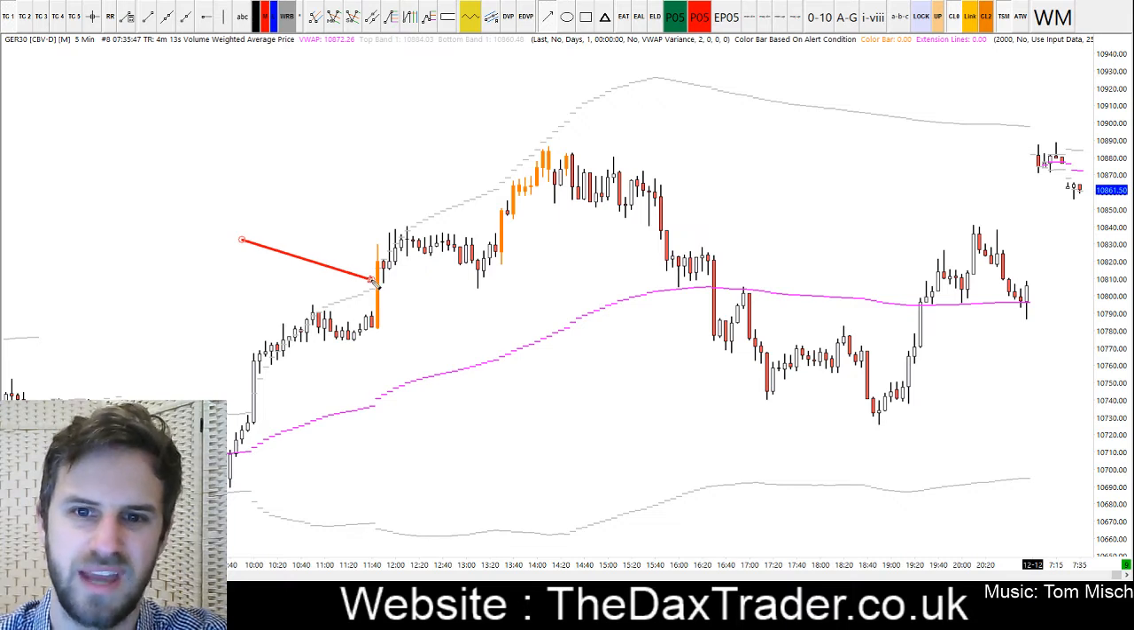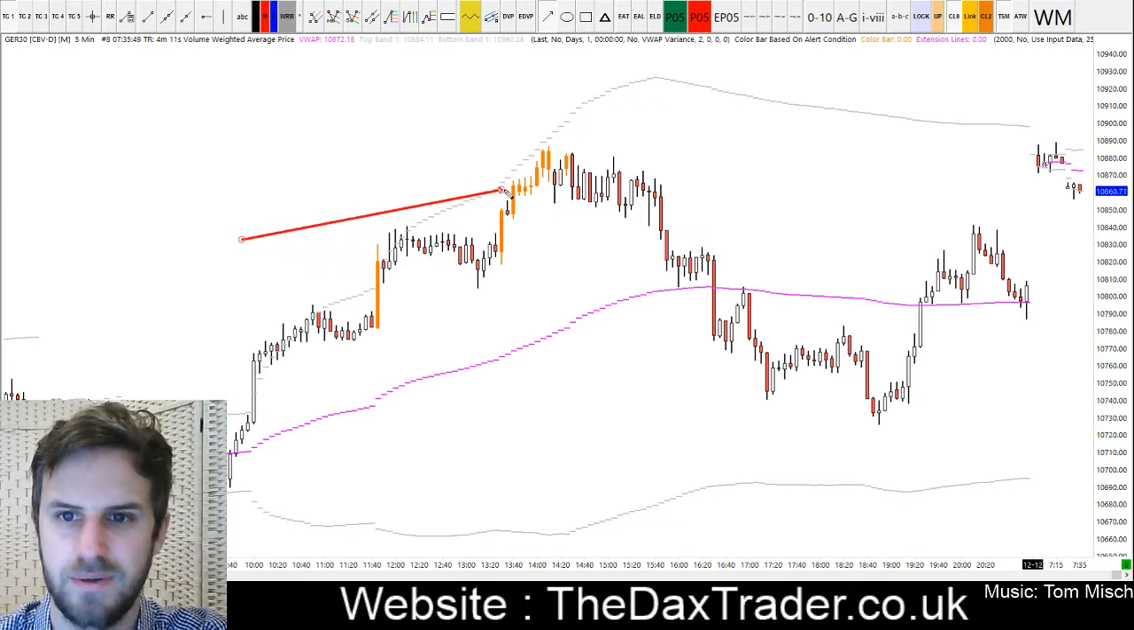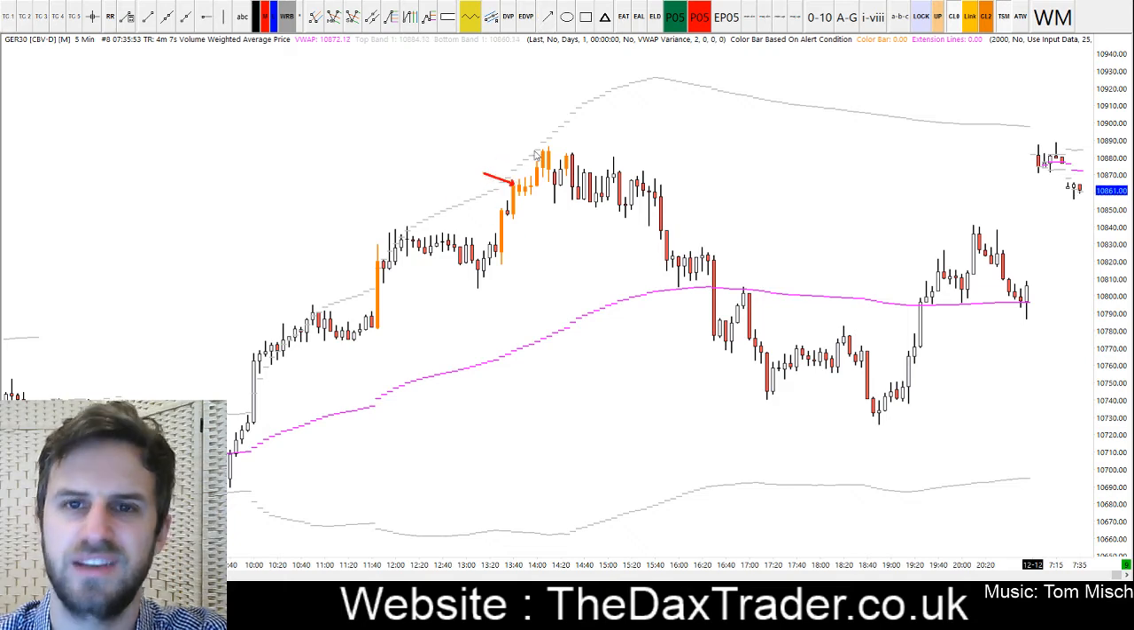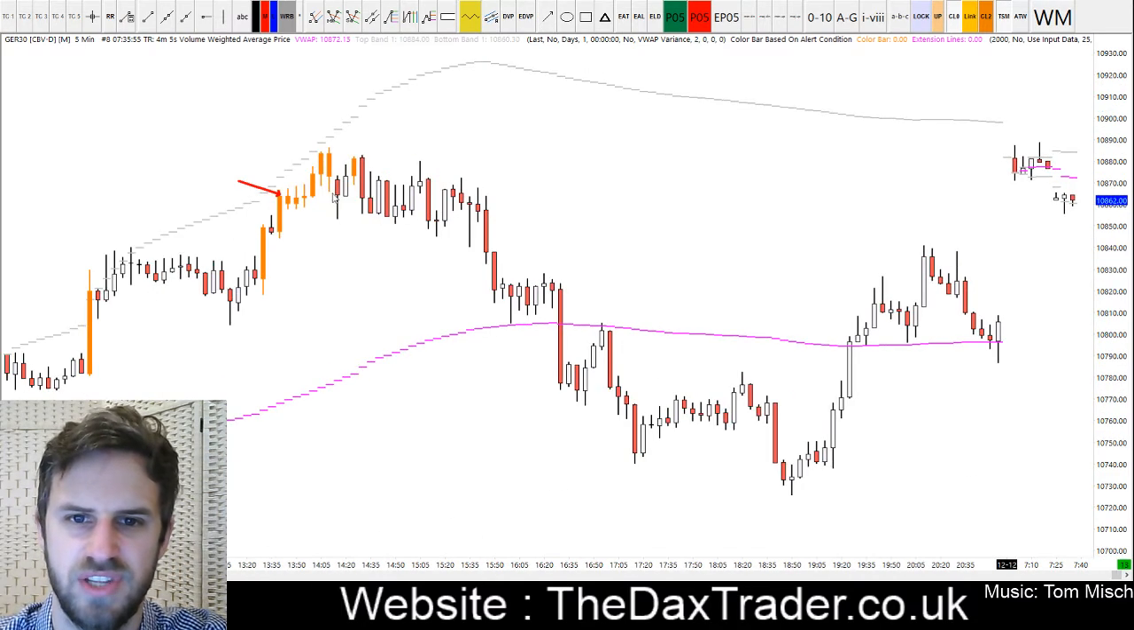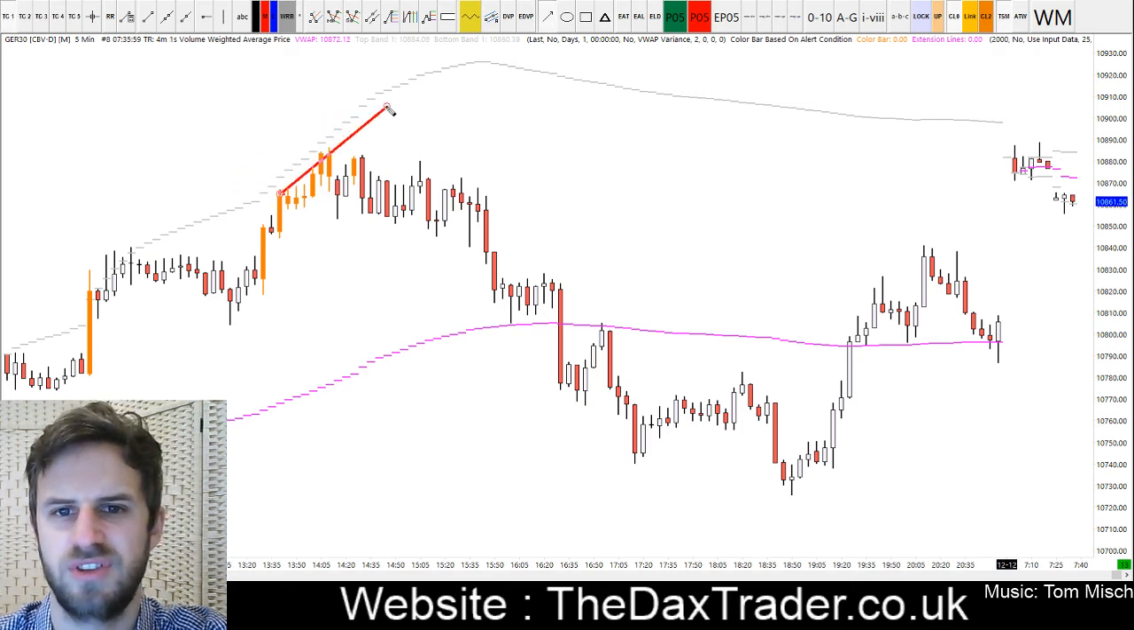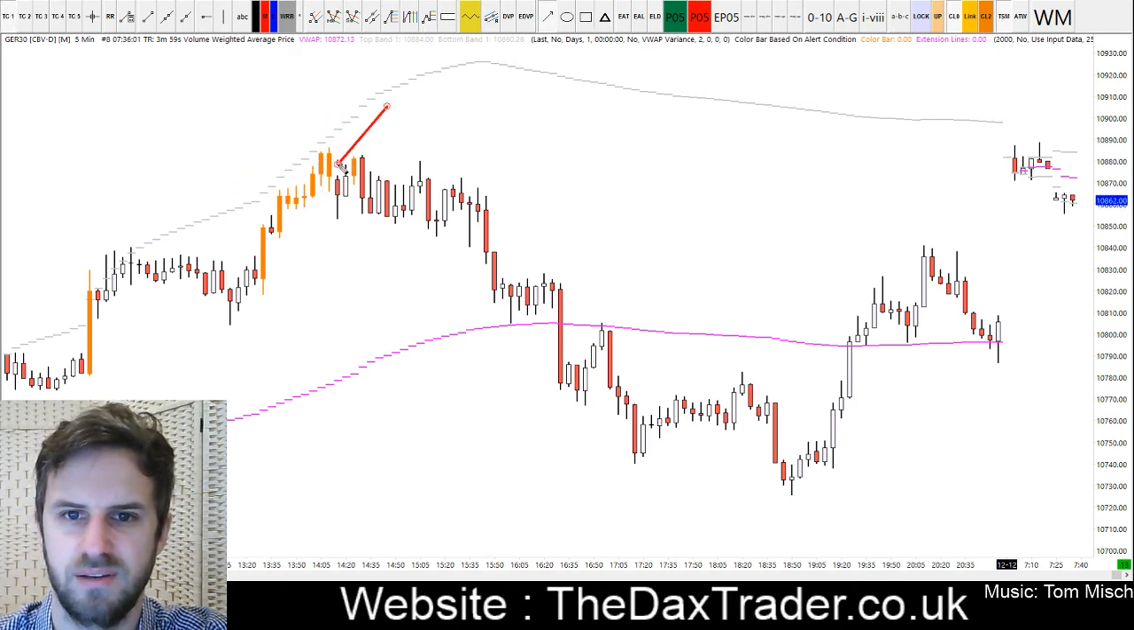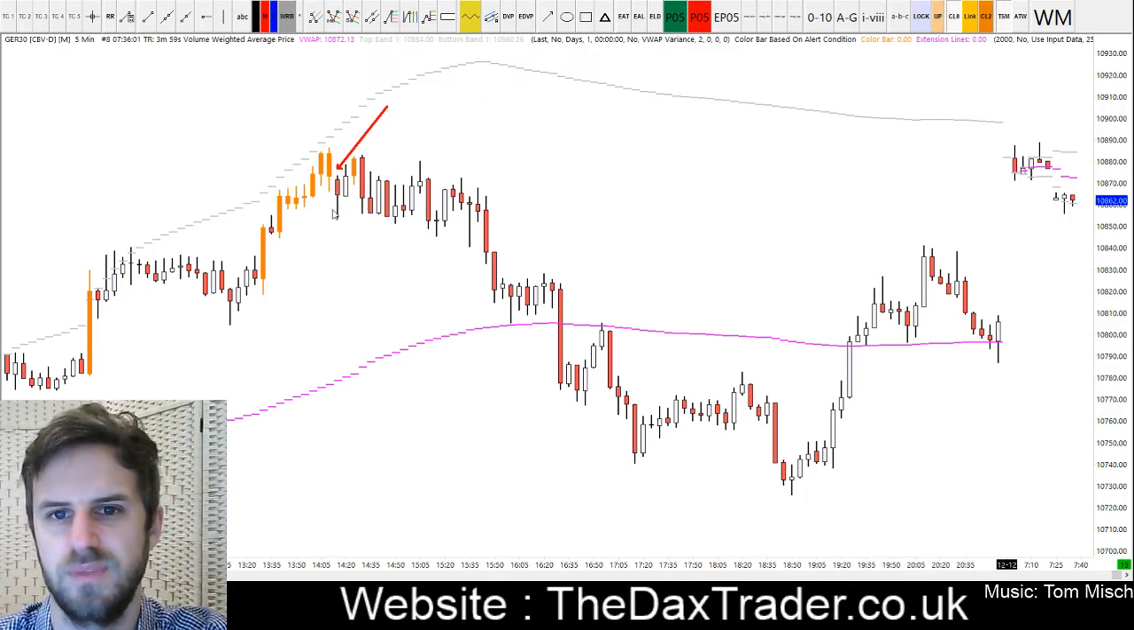Now I tend to only pay attention to these in the afternoon session, so this first one was just before midday, so I'd probably have ignored that. But these were interesting because as soon as you get consecutive orange candles, which you did in this little cluster here, the moment it changes outside of being stretched is a potential retracement opportunity. And so that's the example right there.